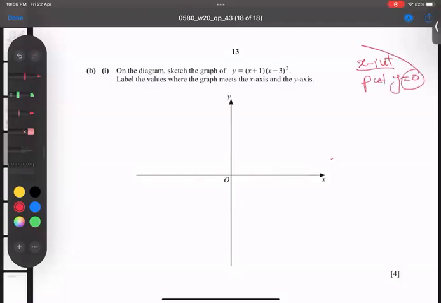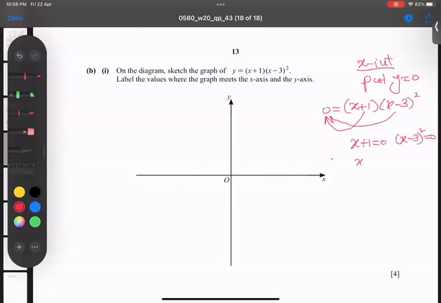So when I put y equals 0 here, what happens? 0 is equal to (x plus 1)(x minus 3) whole squared. So either the first part is equal to 0 or the second part is equal to 0. So x plus 1 equals 0 and (x minus 3) whole squared equals 0. Here I got x equals minus 1. Here, taking the root of both sides, the square and root cancel out.